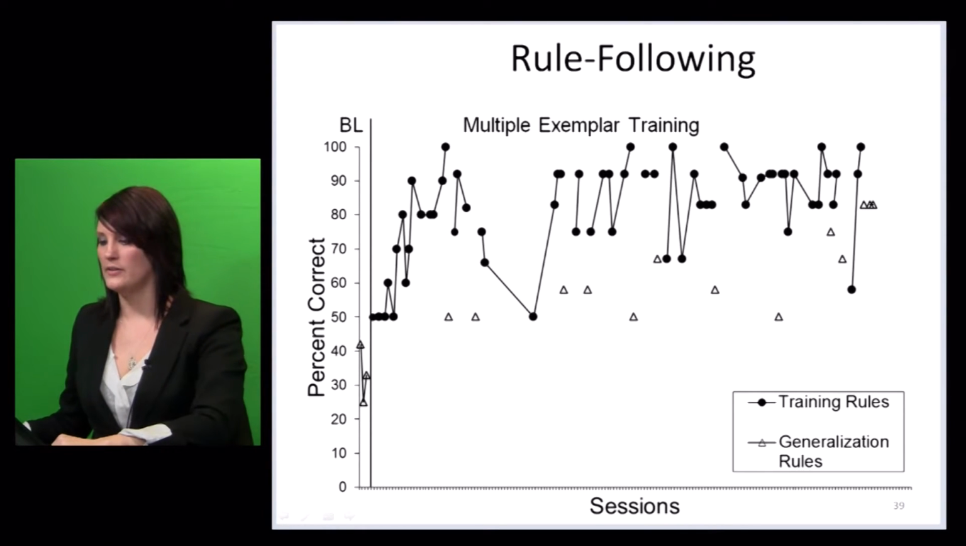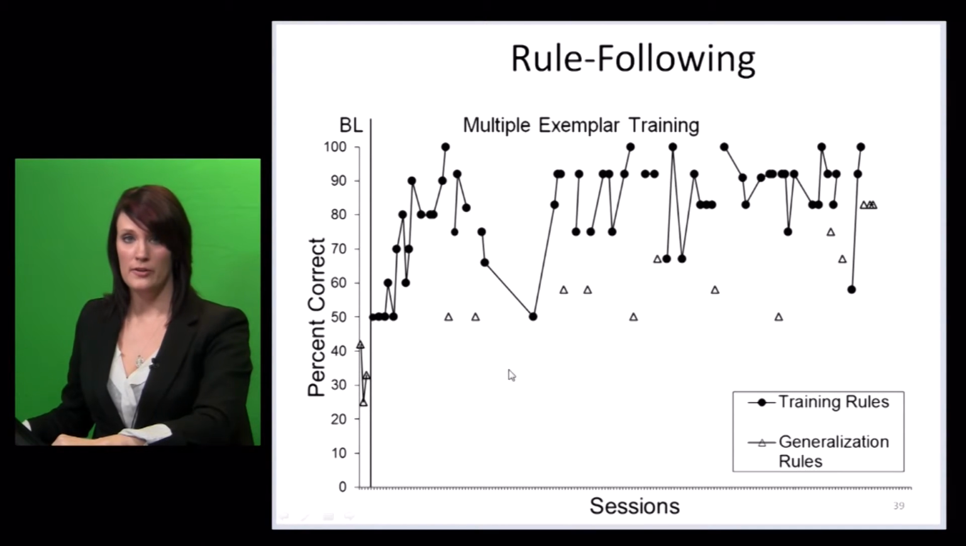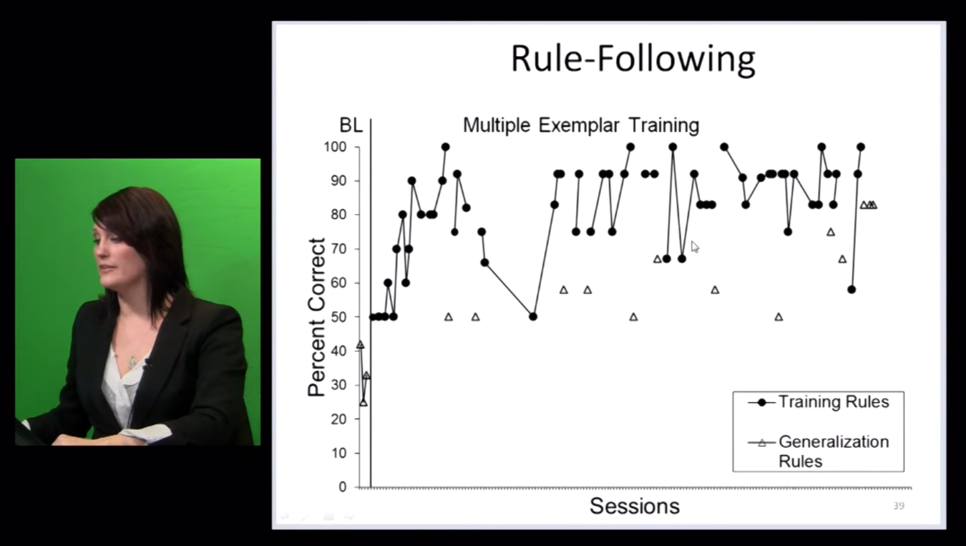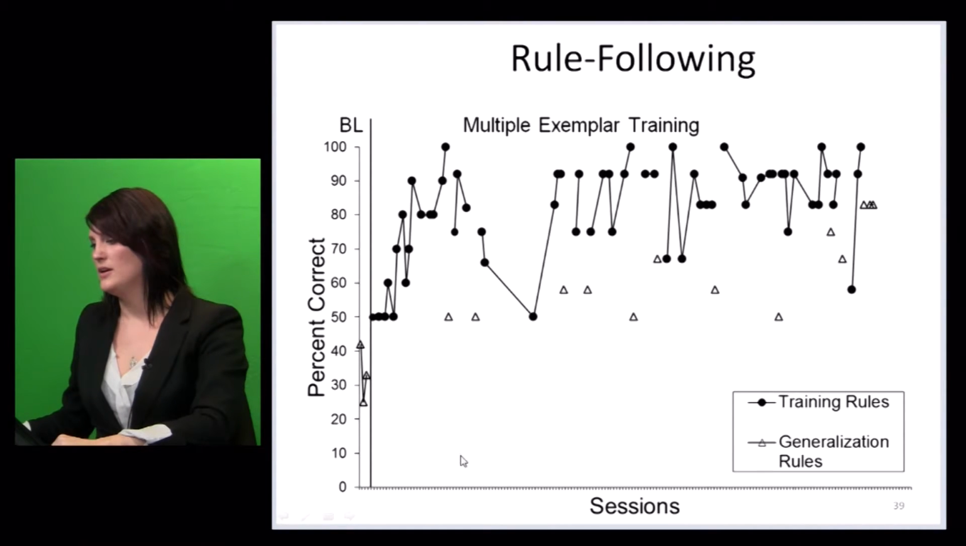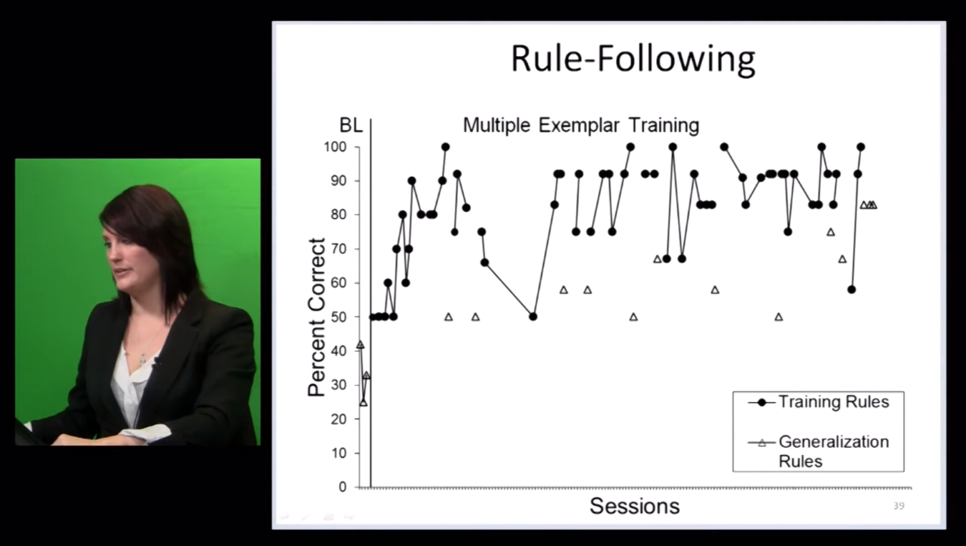So you can see accuracy is low, below 50% in baseline. Then with multiple exemplar training, although a little messy, not a clear effect to 100% accuracy across all data points, you can see that training was effective for this child. The open triangles are the generalization rules. So this is when they gave a child a picture that he had never seen and was never in training and asked him to follow a rule when he saw it. So you can see about 50% of the time the child was responding accurately to these rules until about the end of the study, where there were 3 sessions where he was responding with 80% accuracy.